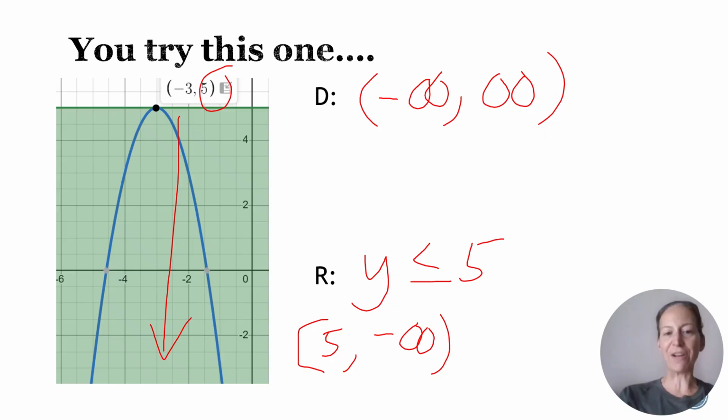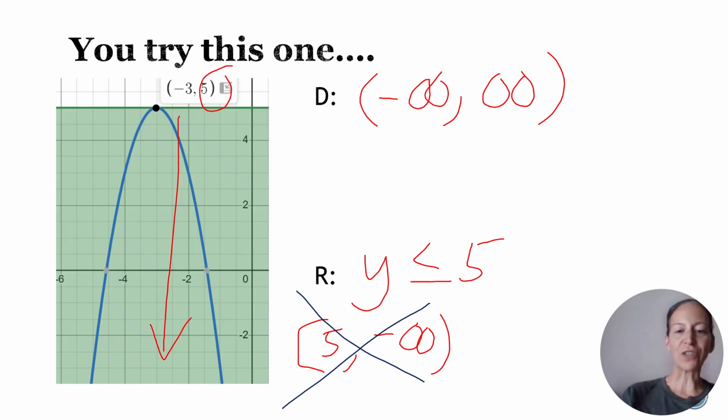But here's the thing about interval notation. You always, always, always write it from the smaller number to the bigger number. And the way it's written here, you're actually going from the bigger number to the smaller number. So instead of doing that, you're just going to write it the other way around. You're going to say from -infinity to 5. And you're going to put the bracket on the other side.